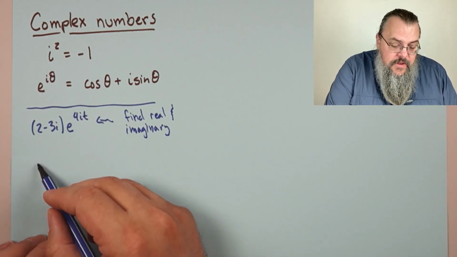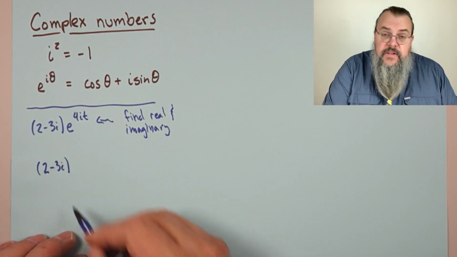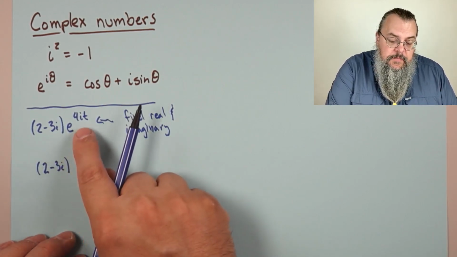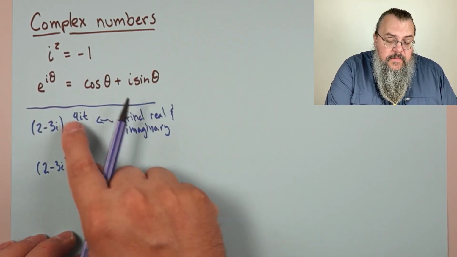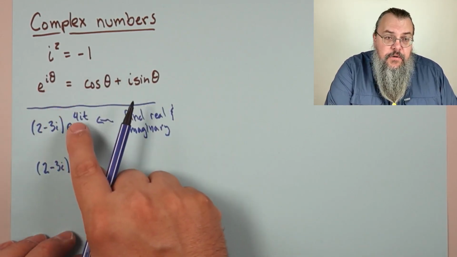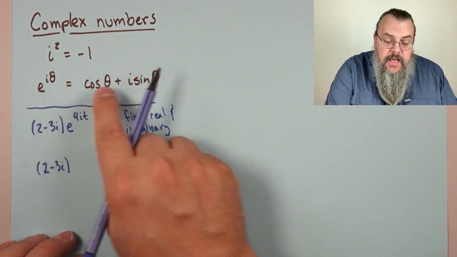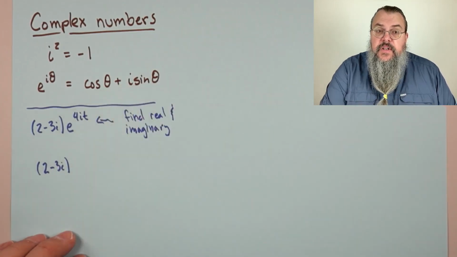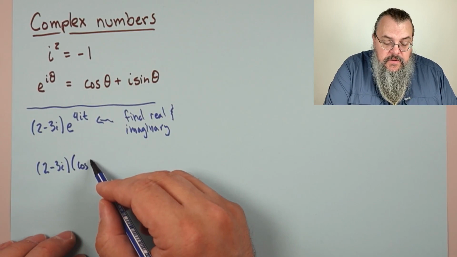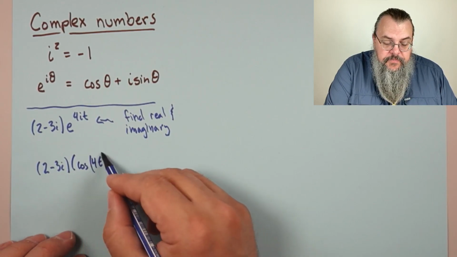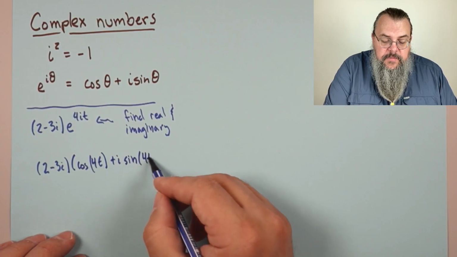Well, it's nothing too surprising. We have 2 minus 3i times e to the 4it. So in this case, I can come back to this formula and say, oh, this theta is 4 times t. So I'm going to replace theta by 4t. So this becomes cosine of 4t plus i sine of 4t.